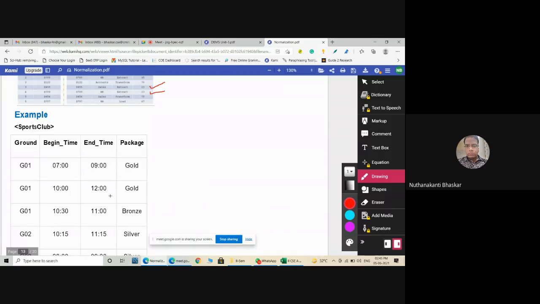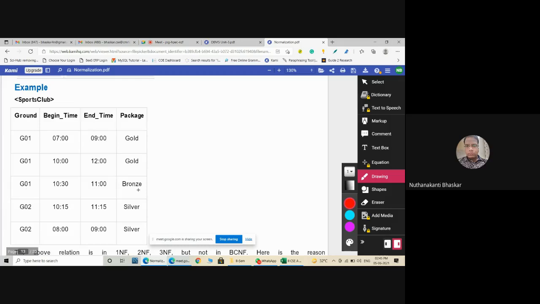G01 is gold, G01 is gold, and G01 is bronze. But there is no dependency, right? So this is the problem. There is no trivial dependency. There is no partial functional dependency. There is no multivalued attribute. But here there is a problem with BCNF because there is no dependency.